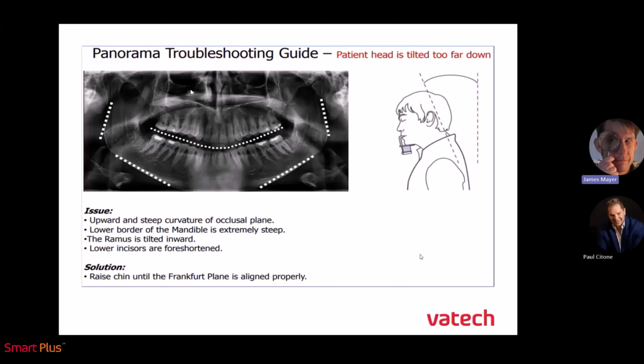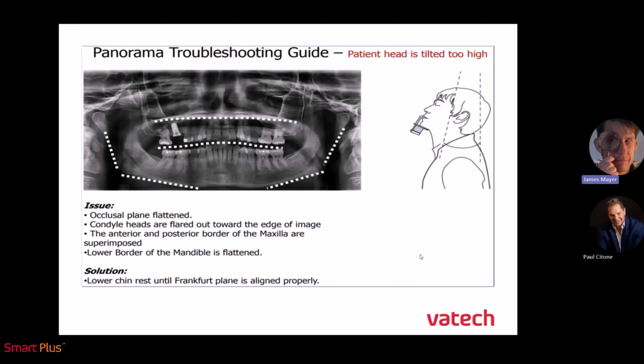Right, that's right. And on the opposite spectrum, where their head's tipped up too high, that causes that frown. You can see those condyles are tipped out. So that's what we're going to see when we have patients with their head tipped up too high. It's going to cause the pan with a frown. So we do not want this image here.